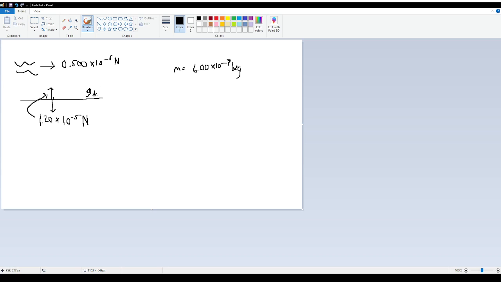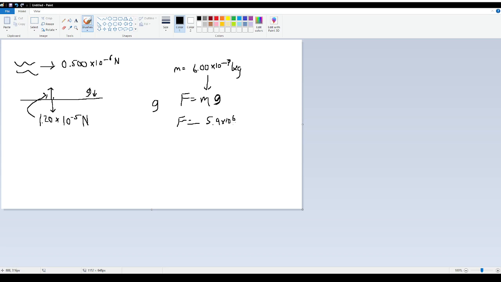So let's calculate the gravitational force. F equals the mass of the flea, m, times the acceleration due to gravity, g. I'll calculate that on this side: 6.0 e negative 7 multiplied by 9.8. This is about 5.9 times 10 to the negative 6 newtons.